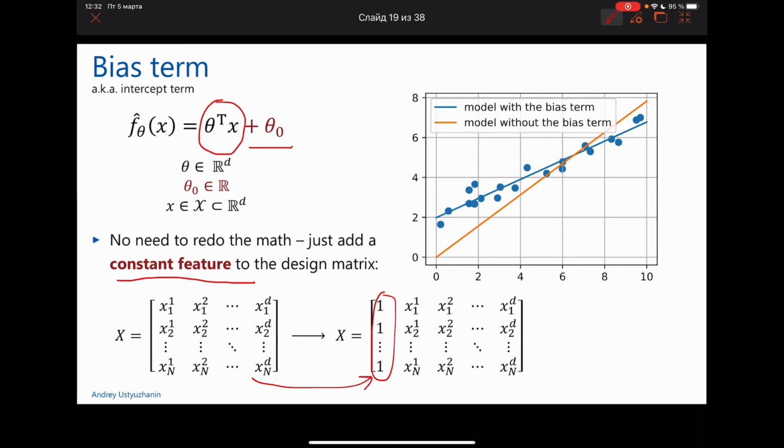And here is the illustration of what we can lose without adding this theta 0 term. So without it, all the linear models should intersect the origin of coordinates. So it should go from 0 somewhere else. And in case of theta 0, it would be equal to the distance from the 0 to the intersection of the line that we have as a solution.